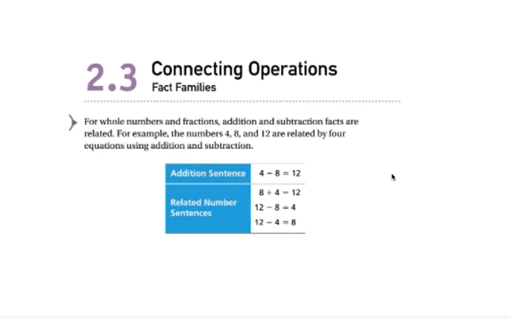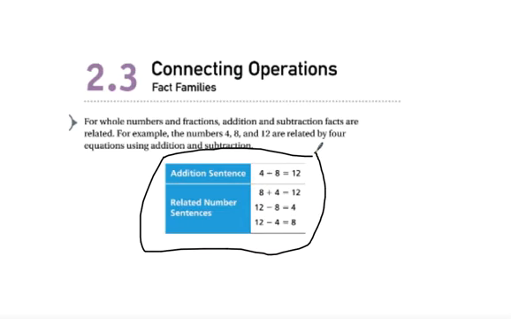So we have talked about addition and subtraction of decimals. Today it says for whole numbers and fractions, addition and subtraction facts are related. For example, the numbers 4, 8, and 12 are related by 4 equations using addition and subtraction. This is something that we worked on previously when we were creating our fact families.